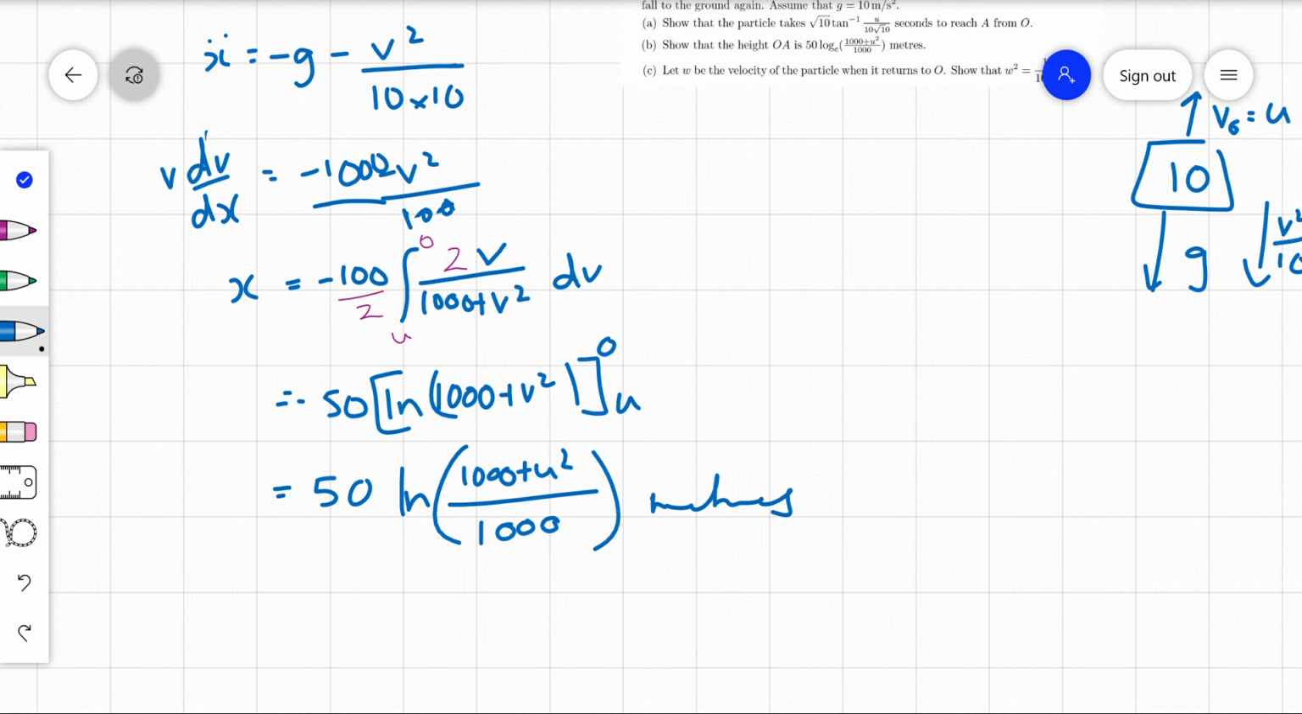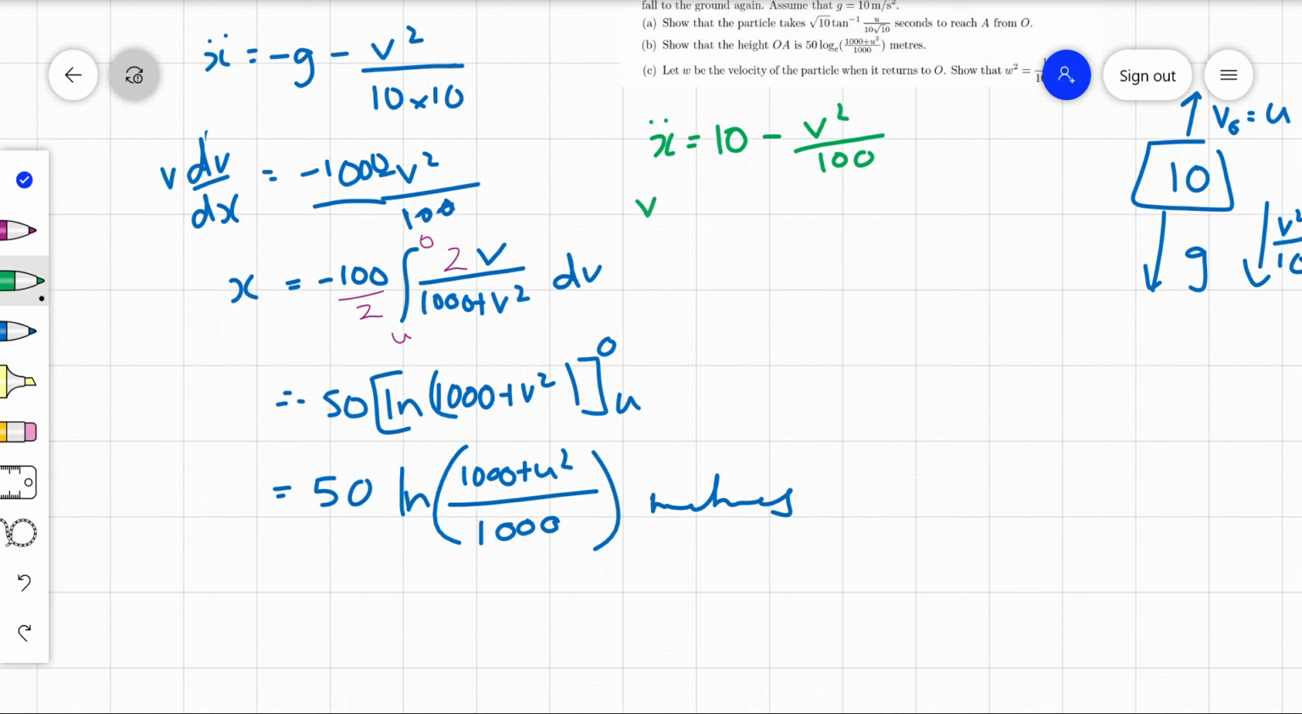Alright, so now it says let W be the velocity of the particle when it returns to O and show that W squared equals, blah, blah, blah. Alright, so now it's heading downwards. So if we look at a new acceleration equation, now let's say gravity is going down, so let's say 10 is now positive for gravity, but we've still got the resistance. So we've still got that negative v squared on 100.